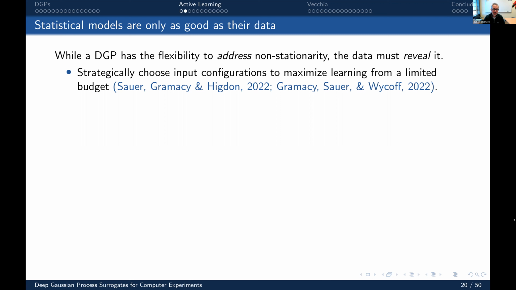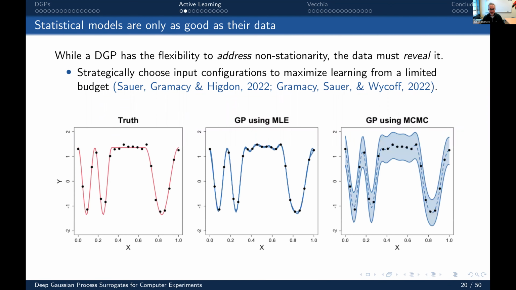So this active learning segment is about strategically choosing inputs to maximize learning. And we have this in two separate papers. One of them that I'm going to show you is the first one. The second one is on Bayesian optimization, which has a slightly different modeling goal, but I'm not going to describe that one to you here today. To kind of motivate, I'm going to show you a picture of a different one-dimensional response surface.